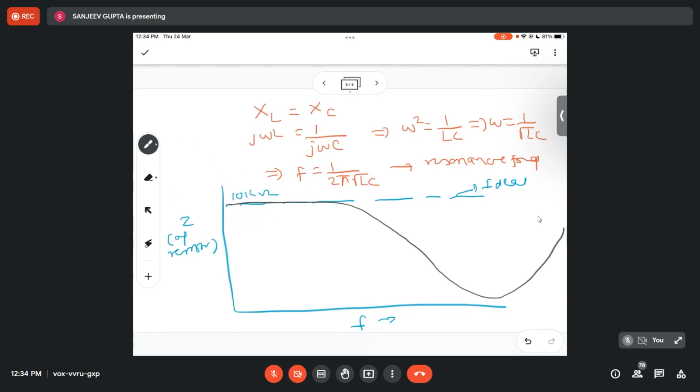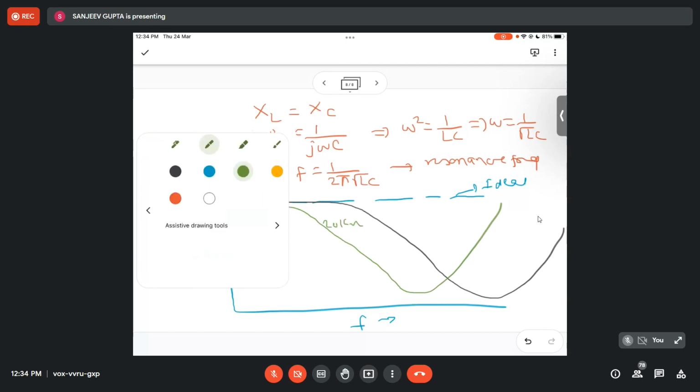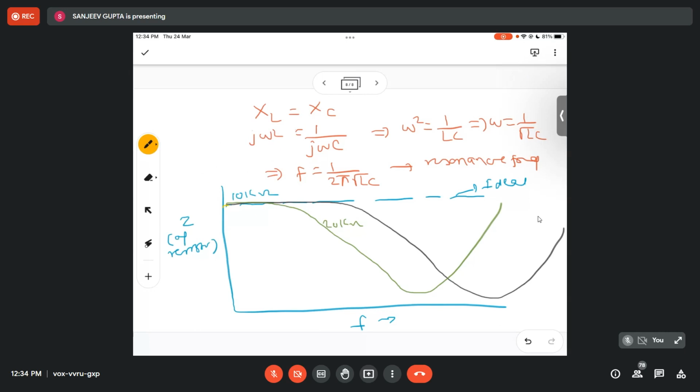So suppose I use a larger value, say 20 kilo ohms or something, your behavior will be slightly different. Suppose I take 20 kilo ohm, its behavior will be something different. That means it will start deviating much earlier. Just to give an example, if I further increase to a still higher value, it will deviate further. So it will be a much more serious problem.